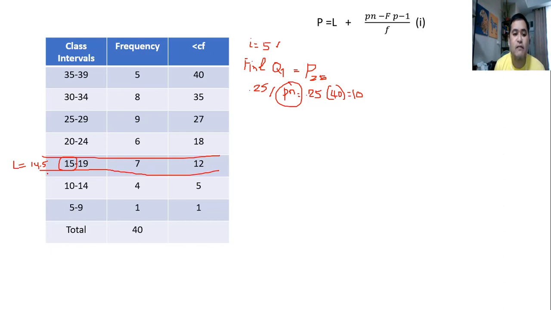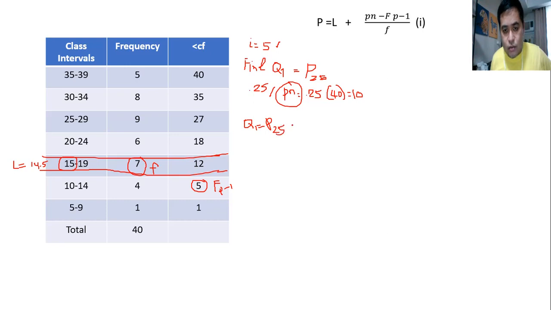Okay, this is now 14.5. And of course, we look for your F sub P minus 1. This is just below the percentile class, the cumulative frequency just below. So that means 5 is our F sub P minus 1, just below. And how about your F? Your F is the frequency of the percentile class. With this, you are now ready to compute for your Q sub 1, which is also equal to P25.